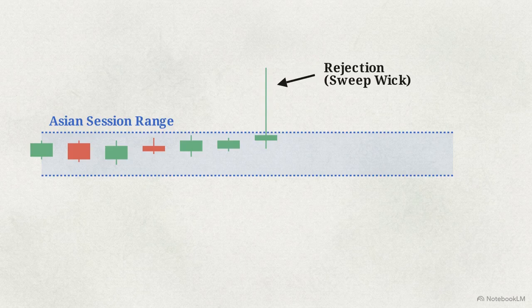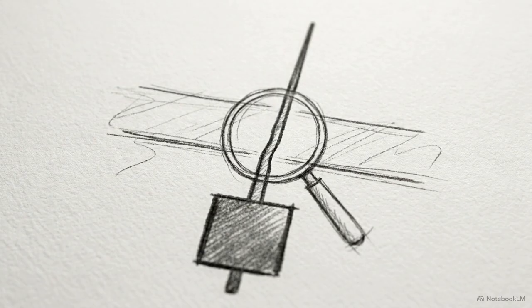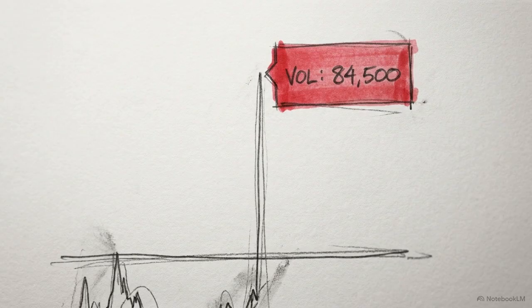This collapse needs displacement. Watch for heavy, fast selling pressure moving exactly opposite to the initial breakout. Look at the long wick left behind at the top of that failed move. We call that the sweep wick. It is physical evidence that institutions triggered retail stops, absorbed the liquidity, and walked away.